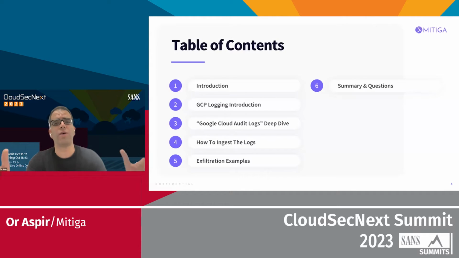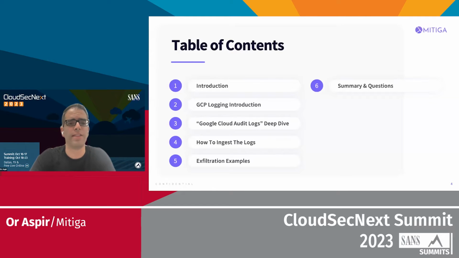So about the lecture, I will start with an introduction. Then later on, in order to really understand how you can detect exfiltration, we'll do a deep dive on GCP logging, focusing on a specific log called the Google Cloud Audit logs. Then I will show you a little bit about how you can ingest those logs. And then I will give you a couple of examples from popular services in GCP, how an attacker can exfiltrate, and how to detect it. We will finish with a summary and questions from your side.